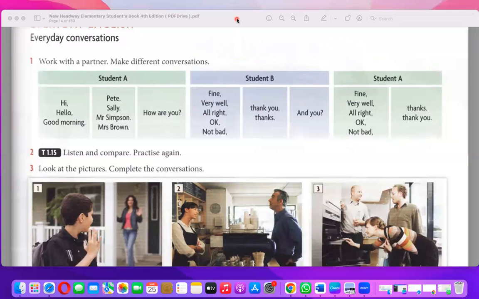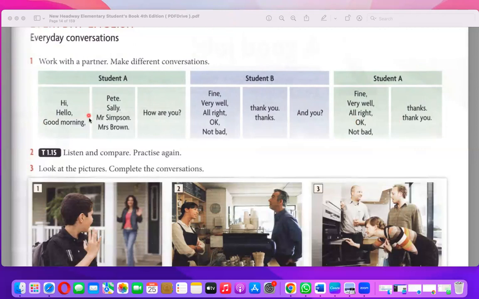Let's go to Mr. Asad or Mr. Abdul Hayy. Hello, Sally. How are you? All right, thank you. And you? Fine, thanks. Very good. Someone else, Mr. Asad, if you're ready. Good morning, Mr. Simpson. How are you? Not bad. Thank you. Thanks. And you? Very well. Thanks. Very good. Thank you very much. Miss Yasmin.